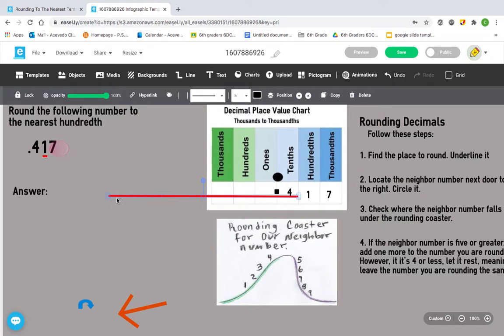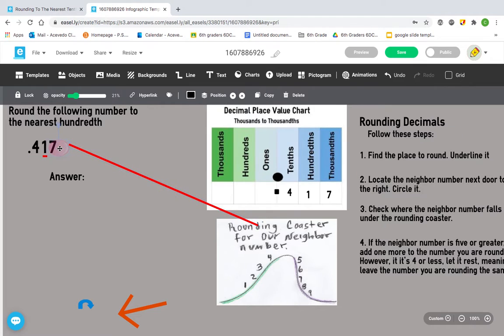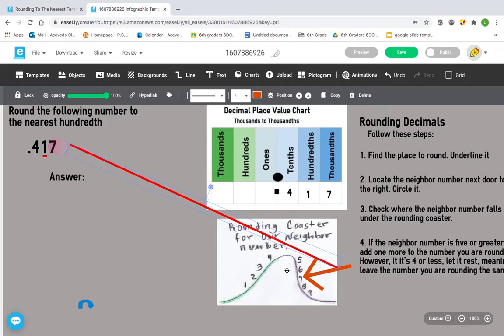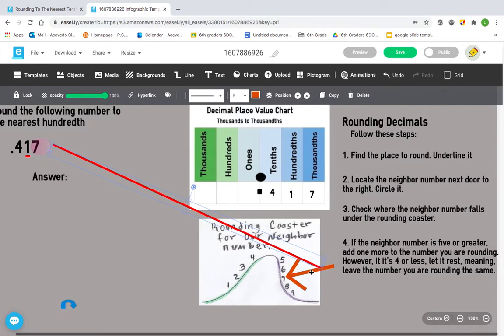I can see that the 7 falls right here. It falls on the right side of my rounding coaster.